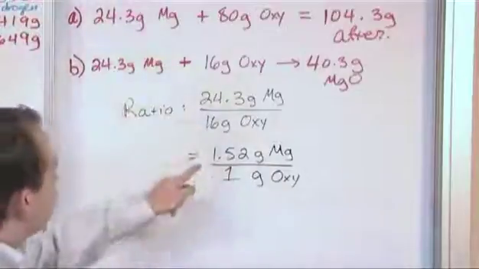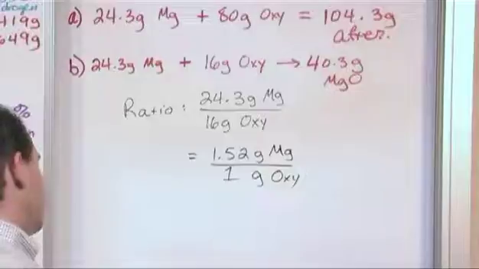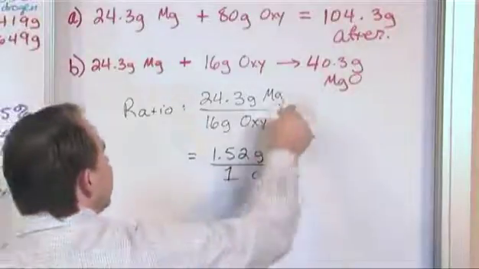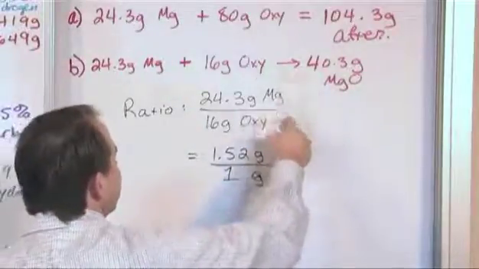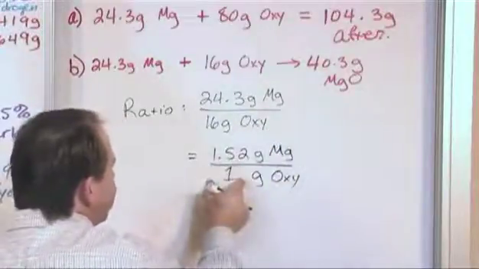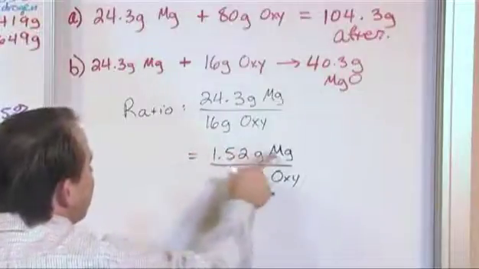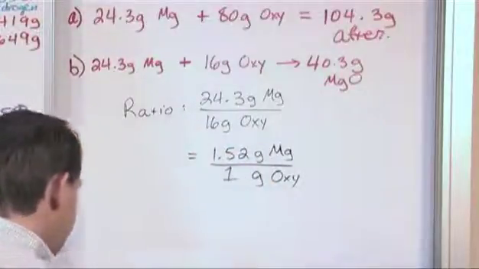So make sure you understand what's happening here. All I did was take the 24.3 divided by the 16. Another way to think about it, if you want to think of it this way, this is a fraction, like any fraction. I can divide the top and bottom by anything I want. So if I divide the bottom by 16, I'm going to get 1. If I divide the top by 16, I'm going to get this. So it's 1.52 grams of magnesium for every 1 gram of oxygen.